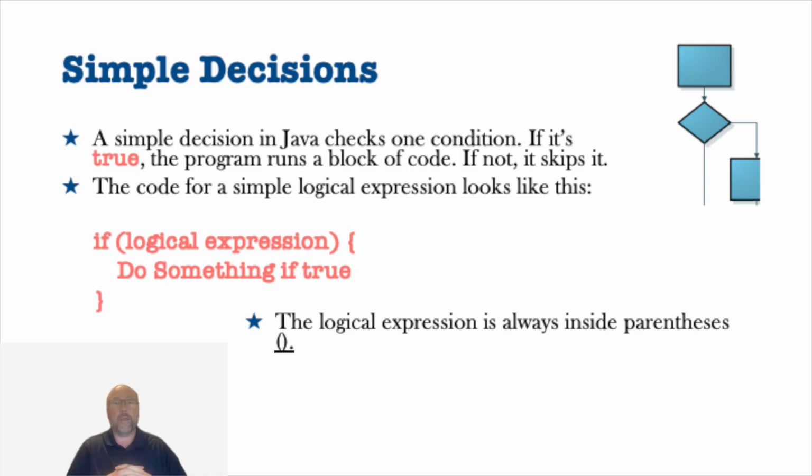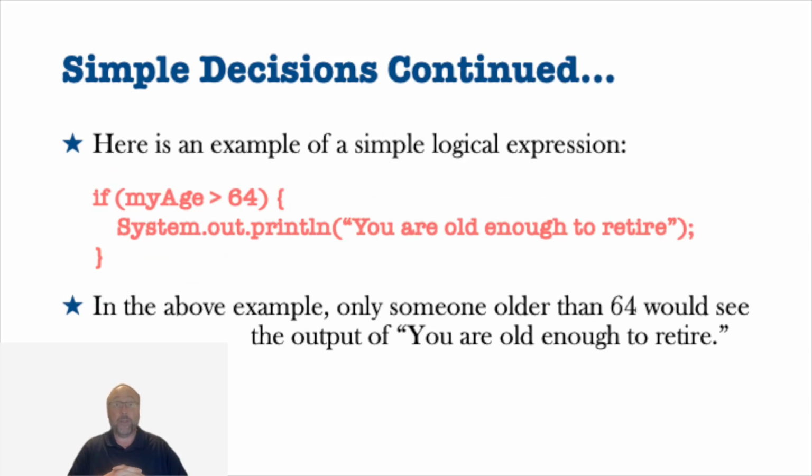Let's look at what a couple lines of code might look like. If my age is greater than 64, and that is true, then it's going to output, you are old enough to retire. If it's not true, it's just going to skip down past this block of code and do whatever the next thing is. So that was a simple decision.